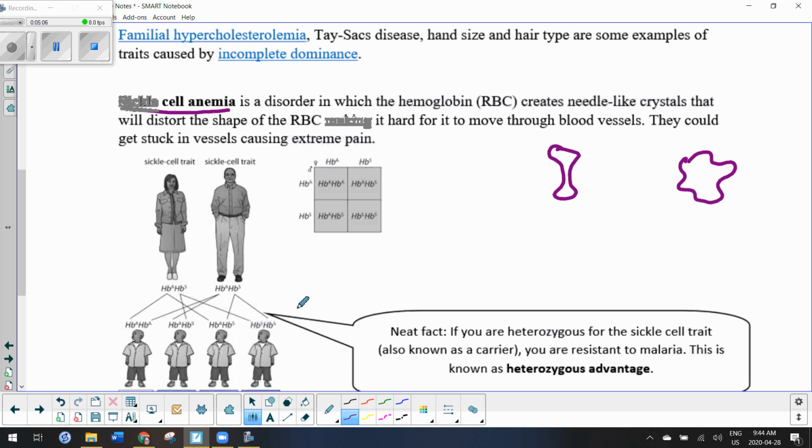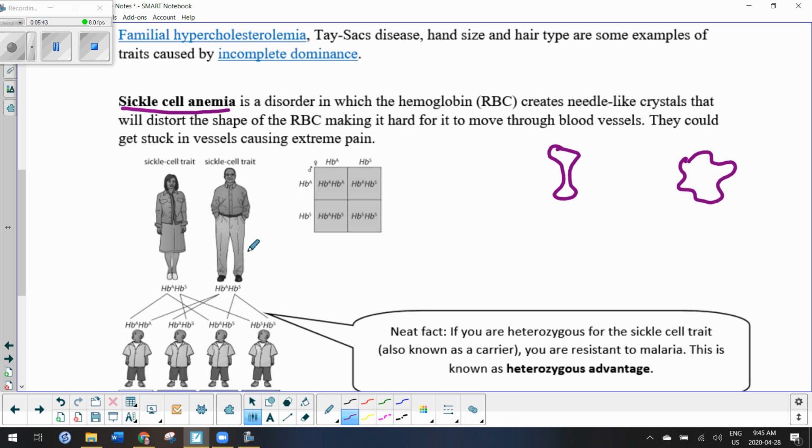So here is an example. We have two people that have the sickle cell trait. Okay, that doesn't mean they have sickle cell, they just have the sickle cell trait. If you look at the example down here, it tells you what their genotype or alleles are. So you have HbA and HbS. S represents the fact that you do have the sickle cell trait, but it is a recessive trait. Okay, so sickle cell is recessive.